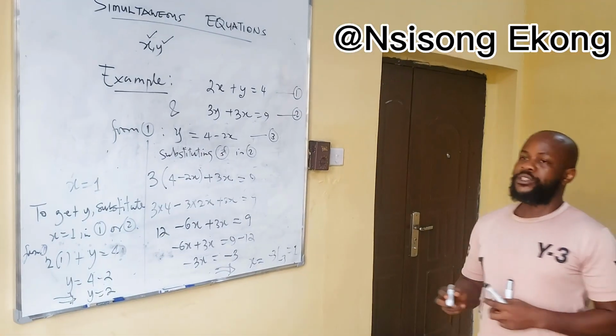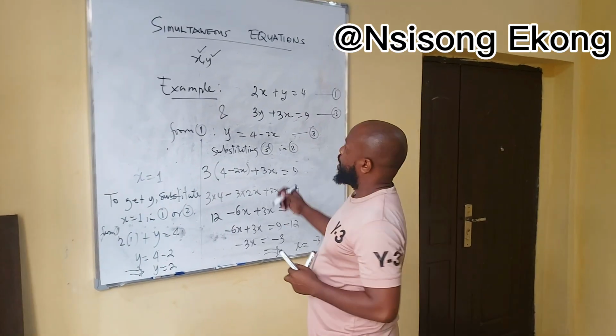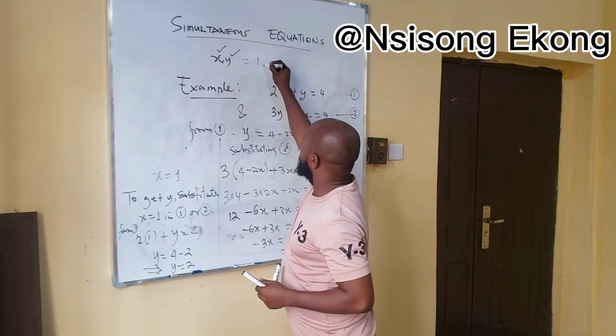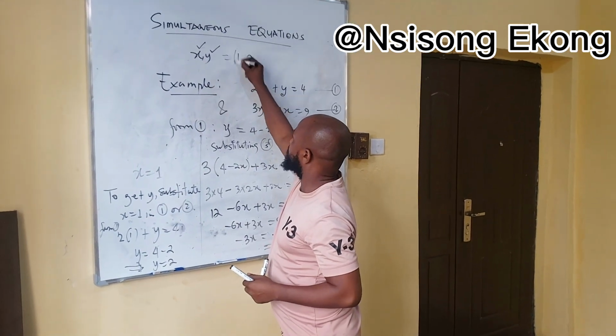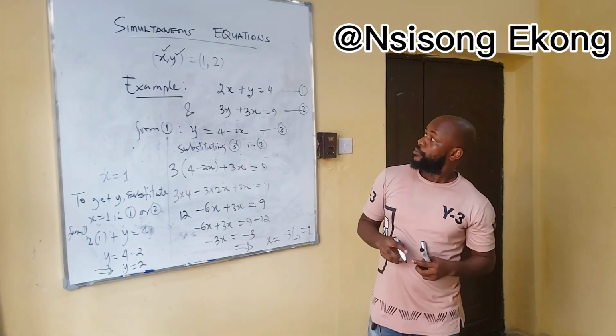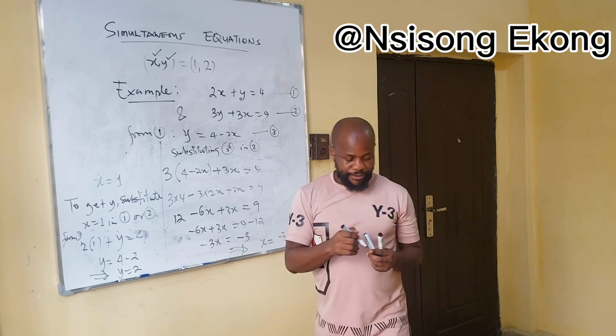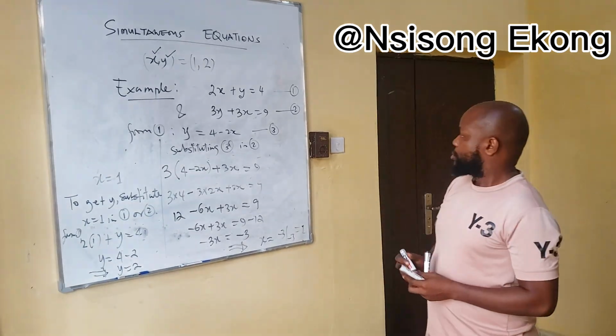So using the substitution method, we've been able to solve for the values of x and y to be 1 and 2 respectively. We call this an ordered pair, where we have the first entry for x and the second entry for y. So that's for the substitution method. In the next video, we'll be using the elimination method to solve the same problem, and you will discover that the solution will still be the same.